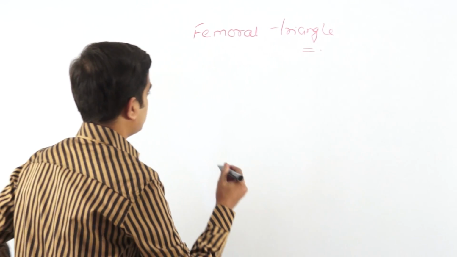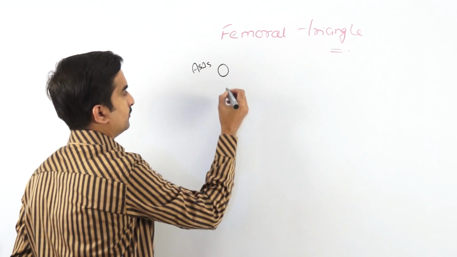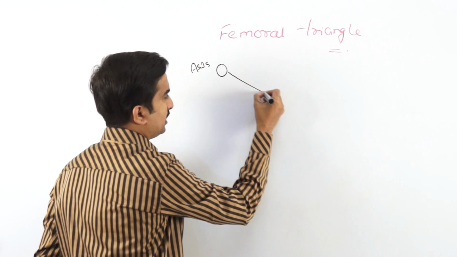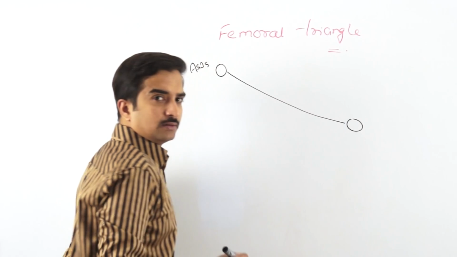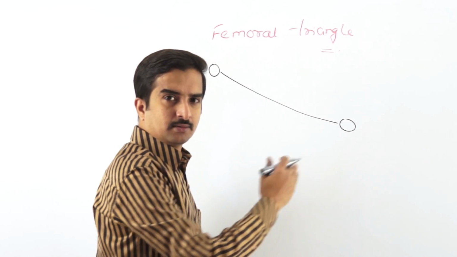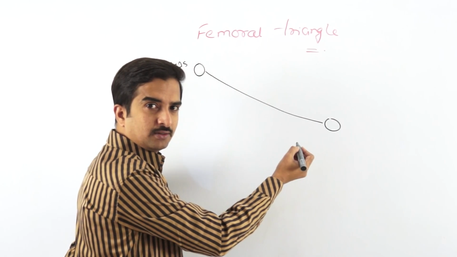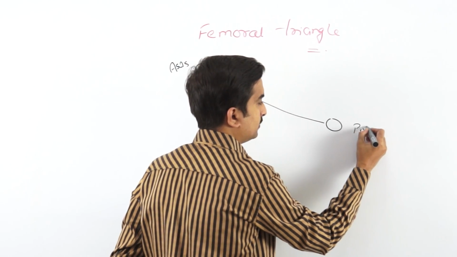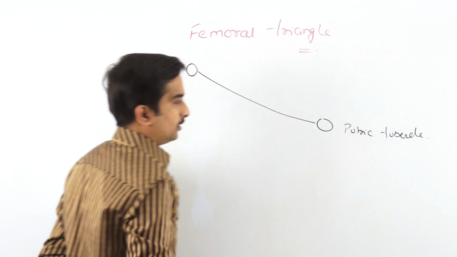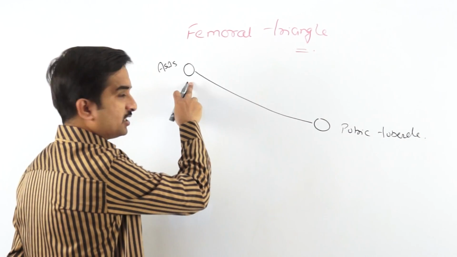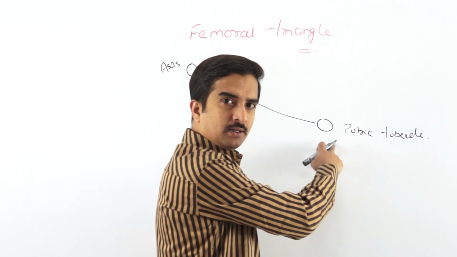So here let us draw the anterior superior iliac spine, and from the anterior superior iliac spine the structure which passes downwards and medially is called the inguinal ligament, and this is the pubic tubercle. So the inguinal ligament extends from the anterior superior iliac spine to the pubic tubercle.